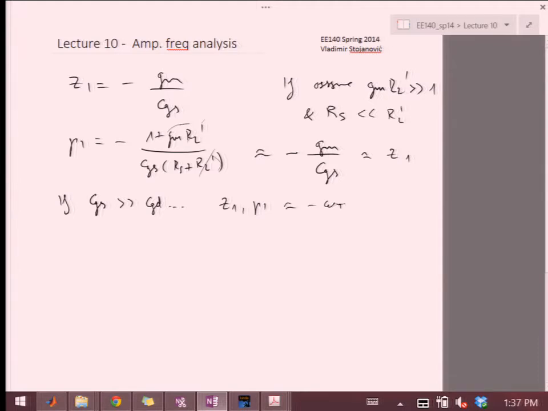Which means that this is a pretty wide band amplifier. Its bandwidth extends all the way to omega t. Of course, it has no gain, right? That's why usually you'll see that the gain bandwidth in these amplifiers stays constant. So you're trading DC gain for bandwidth. The higher the DC gain, the lower the bandwidth, et cetera.